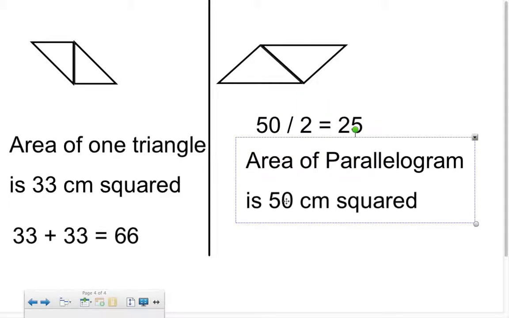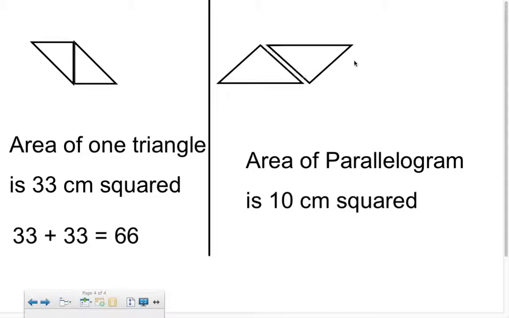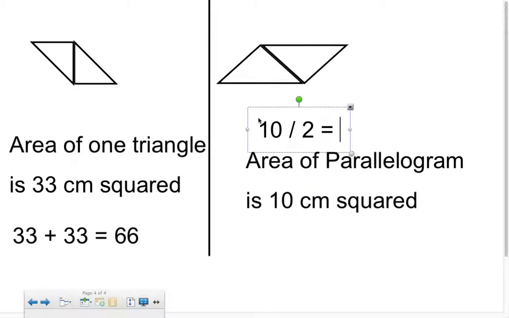Maybe you're not good at this whole division thing, and that number's too big for you. Okay, let's pretend the area of the parallelogram was 10. That's a much easier number to work with. Alright, the area of the whole thing is 10. So what's the area of one of those triangles? The whole thing is 10. It's basically made of two triangles. So if we took the whole thing of 10 and divided it by 2, couldn't you figure out that the area of one of the triangles is 5?